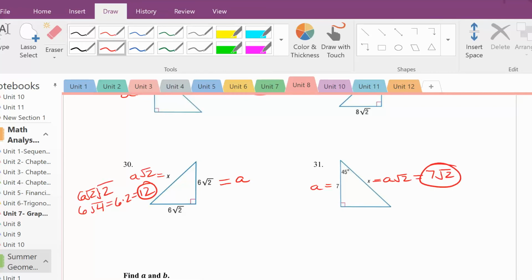All right, so then these two. So here the A is 6 rad 2, and the hypotenuse is going to be the square root of 2 times A, so 6 rad 2 times rad 2 gives you 6 times 2, which is 12. And here the leg is 7, so the hypotenuse is 7 times rad 2, which is 7 rad 2.